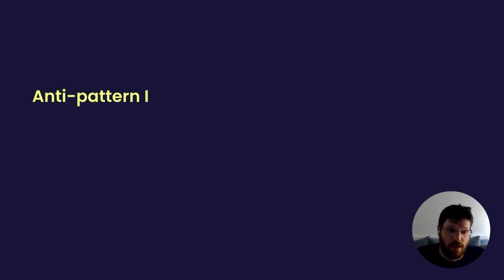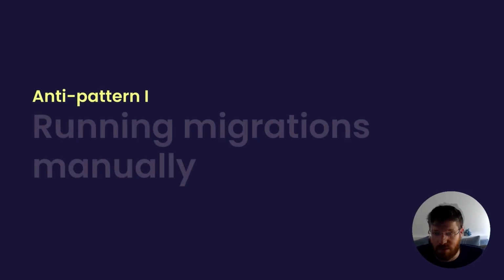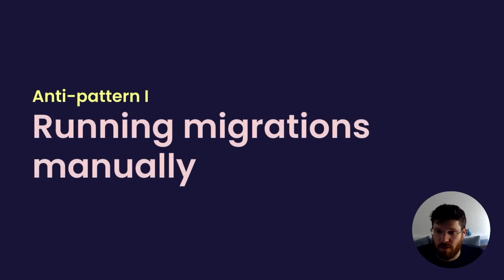So with that, let's start with a couple of anti-patterns. The first one, which we mentioned before, is running migrations manually. Running the database commands needed to upgrade your database version from the previous to the next in a manual or semi-manual fashion. This can mean opening a terminal to directly connect to your production database and type out the commands by hand.